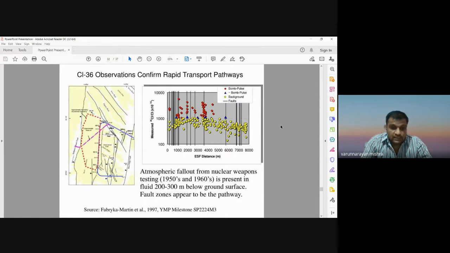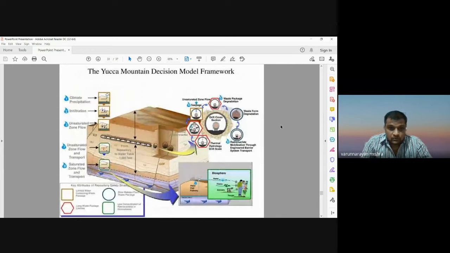If you have selected a site for the disposal of radioactive waste, you should also take care of the environmental condition, whether your disposal of the radioactive waste is affecting the environment or not. Okay, so this is another example. These are the decision model framework.